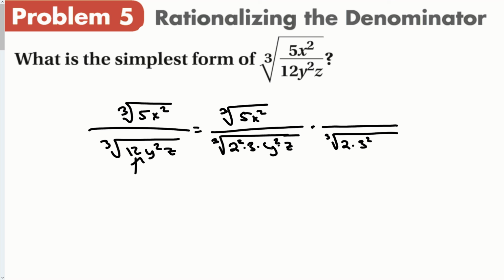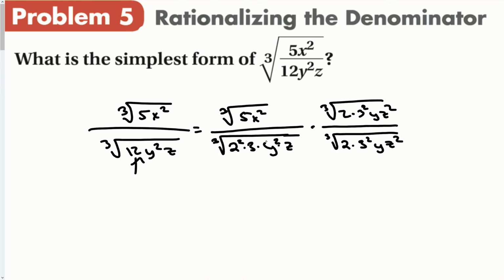I need 2 more. I have 2 y's. I need 1 more. And 2 more z's. Whatever I do on the bottom, I do on the top as well. 2 times 3 squared yz squared. Why did I pick these numbers again?